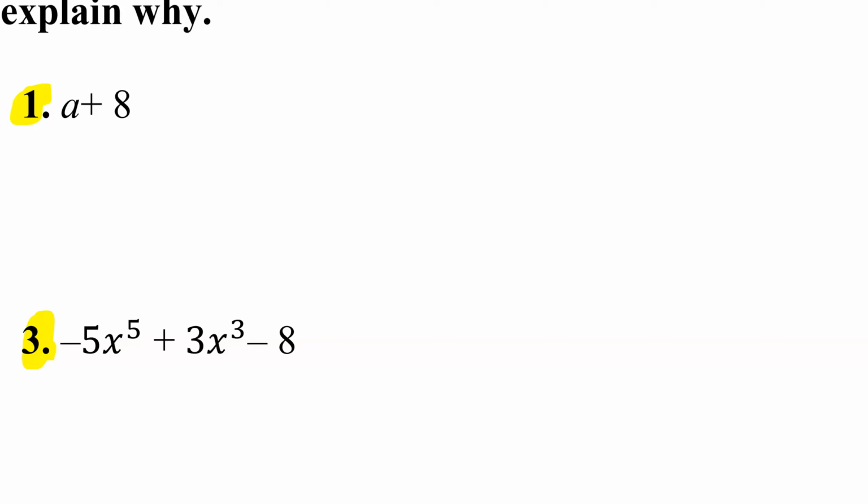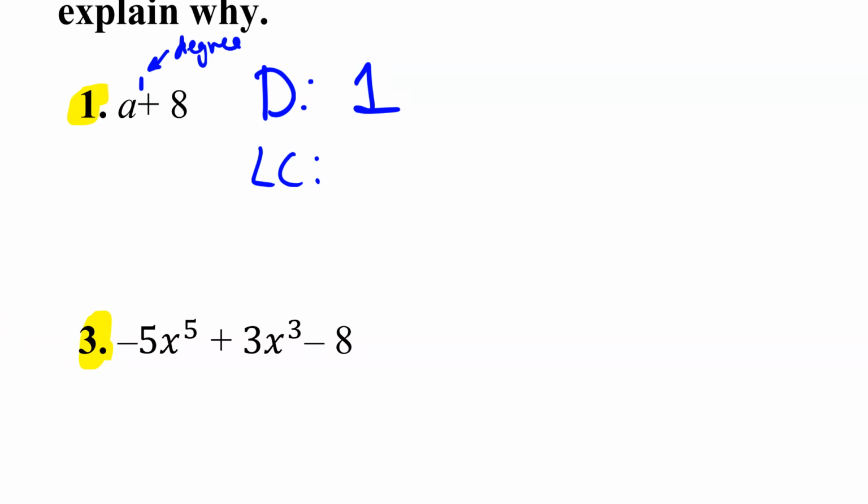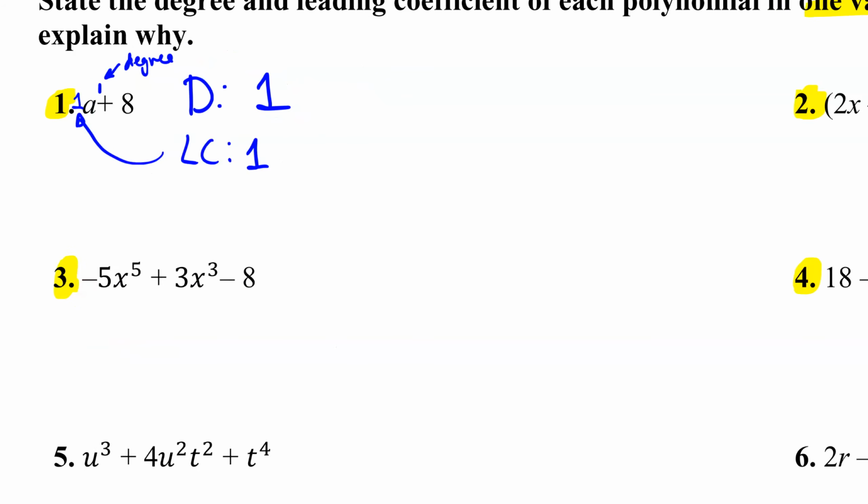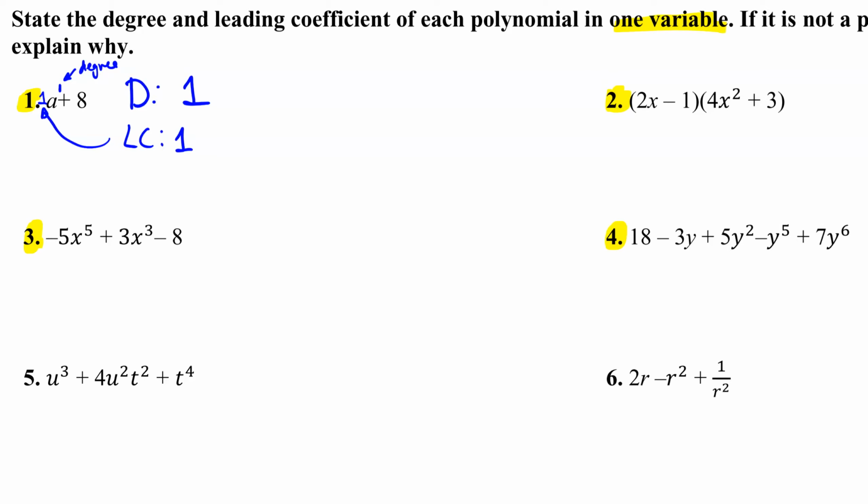All right, so what is the degree? 1. How do you know? Yeah, the degree is always the highest exponent. There's only one variable here, and if the exponent's not written, it's assumed to be 1. Okay, leading coefficient. Elizabeth, what is the leading coefficient here? You said 1. It's just the number, the coefficient in front of it.